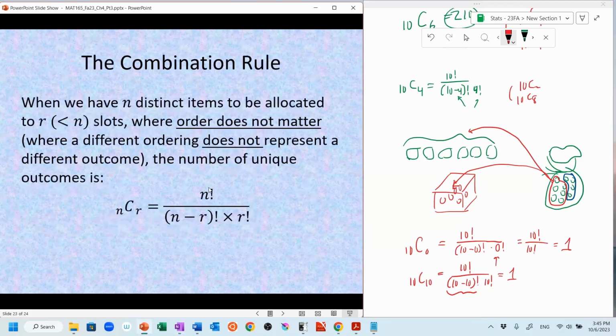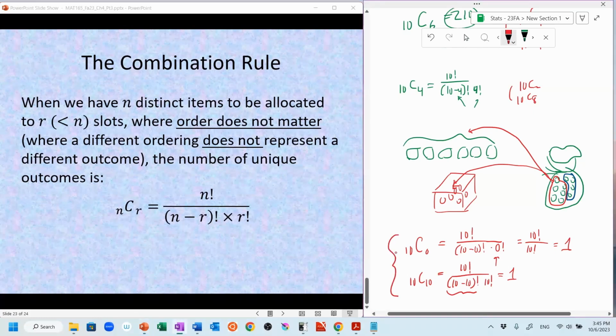So the combination rule says when we have n distinct items to be allocated to r less than n slots, where order does not matter, the number of unique outcomes is given by this formula. And we can have r equal to 0 or r equal to n, and we see that doesn't really cause any problems, right? By defining 0 factorial as 1, we allow for those edge cases, and that works out just as we would expect.